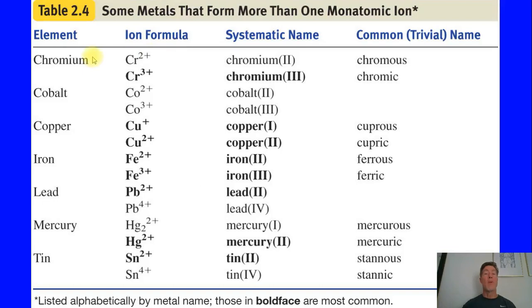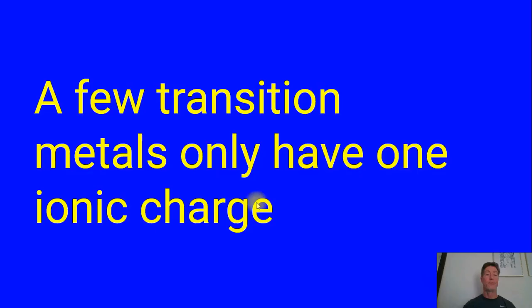Here are some metals that form more than one monoatomic ion. Chromium forms a +2 and a +3. We designate that with a 2 and a 3 in the Roman numerals. Cobalt forms a +2 and +3, same thing. Copper forms a +1 and a +2, so we designate it that way. Iron, as we saw, a 2 and a 3. Lead, a +2 and a +4, and so on.